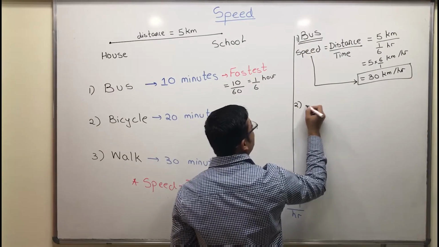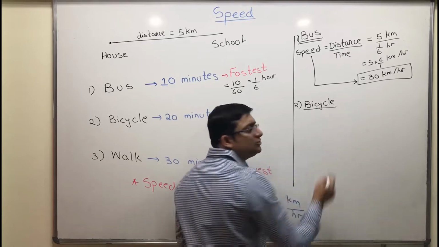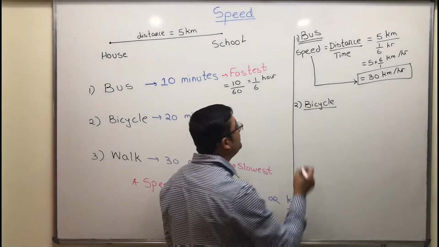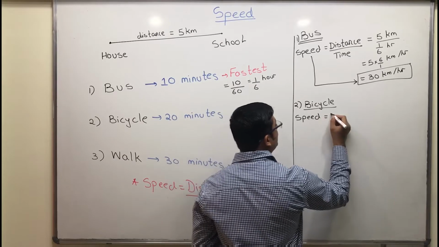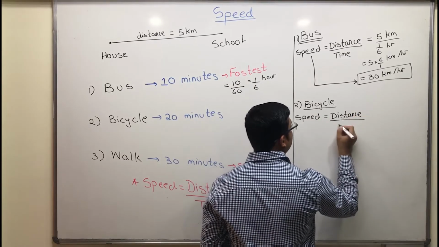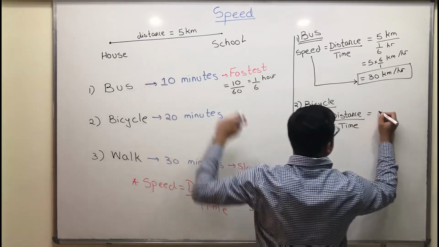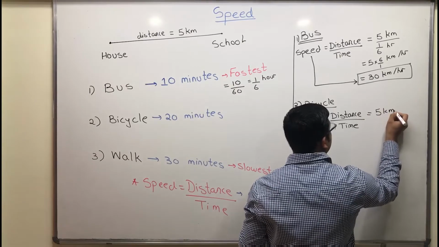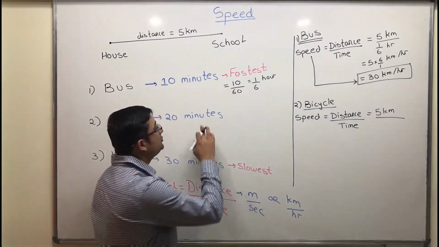Next thing what I'm going to take is bicycle. So number 2, bicycle. So let's calculate the speed of the bicycle. So what is step number 1? Write down the formula. So I'll say speed is equal to distance divided by time. Now write down the values. What is the distance? It is 5 kilometers upon time. Time is 20 minutes.